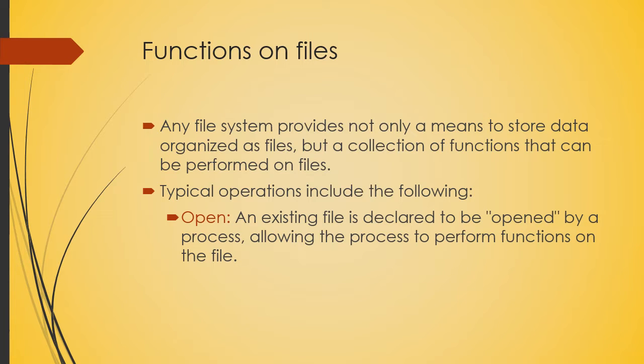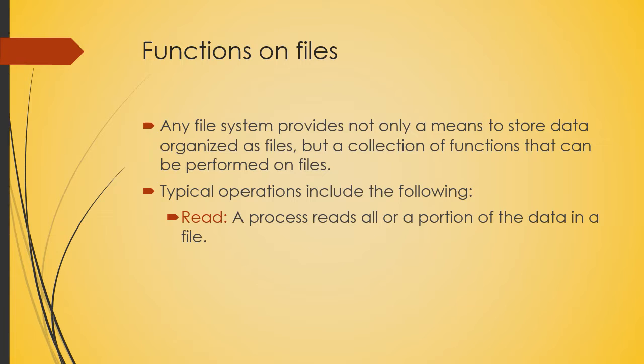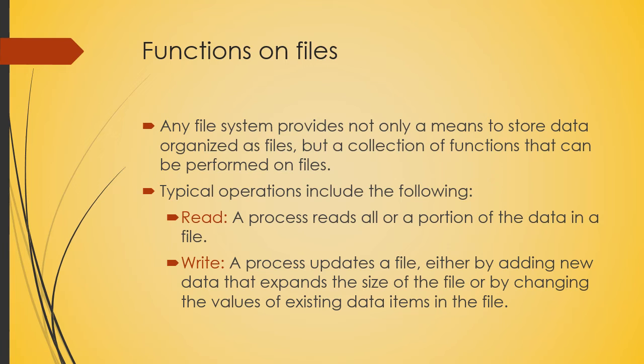Open. An existing file is declared to be opened by a process, allowing the process to perform functions on the file. Close. The file is closed with respect to a process so that the process no longer may perform functions on the file until the process opens the file again. Read. A process reads all or a portion of the data in a file. Write. A process updates a file either by adding new data that expands the size of the file or by changing the values of existing data items in the file.